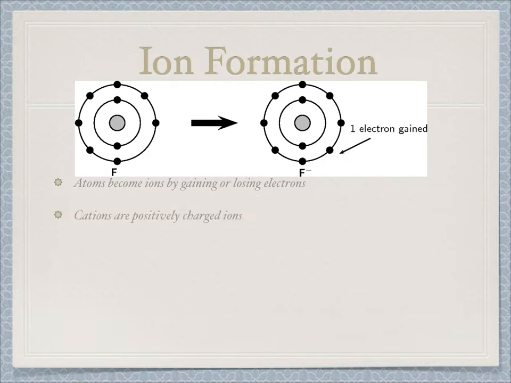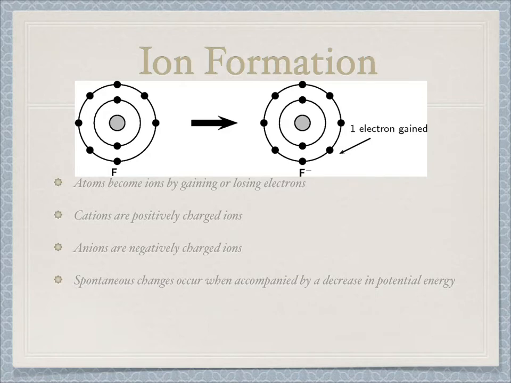Cations, remember, are the positive ones, so we might have things like Na+ or Mg2+. Those are cations, they're positively charged. The negative ions are known as anions, so the one up above, fluoride, that's an anion, or we could have oxygen, which is O2-. Those are anions.